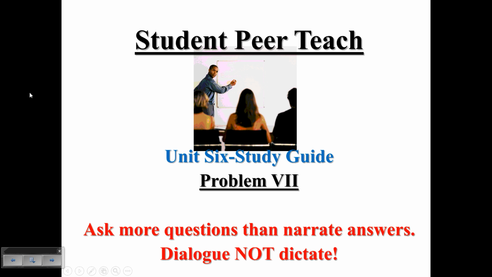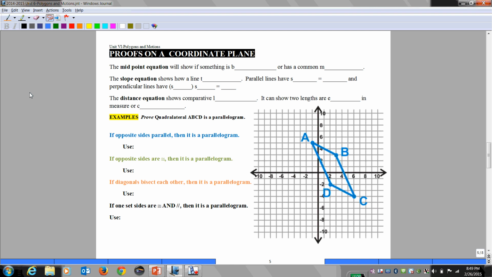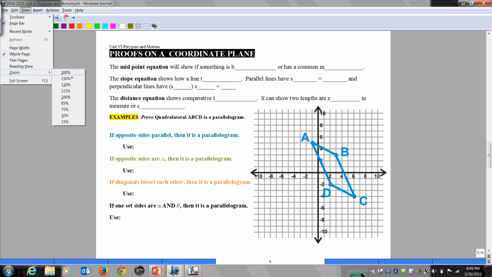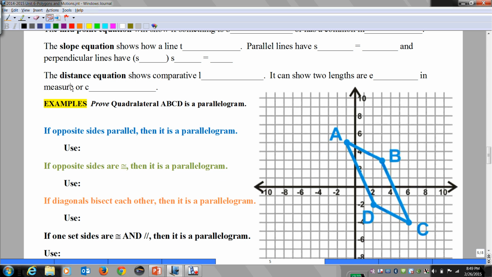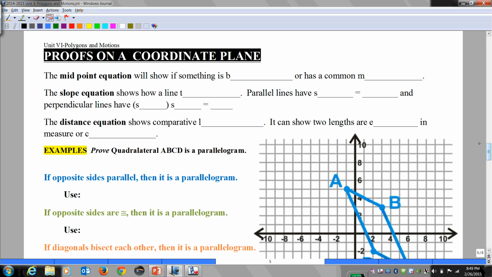Before you can work this problem through, it's important you get out your study guide and find this section, proofs on a coordinate plane. Proofs on a coordinate plane. How to prove things on a coordinate plane. In a coordinate plane, you're working with the midpoint, slope, and distance.